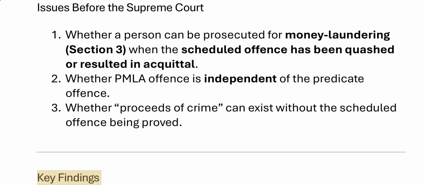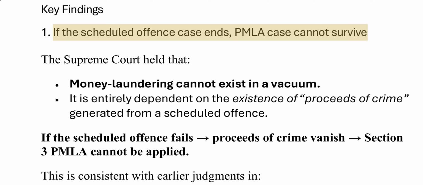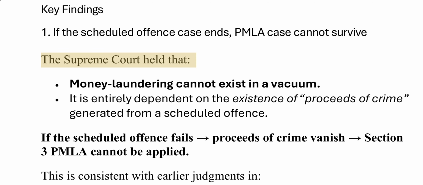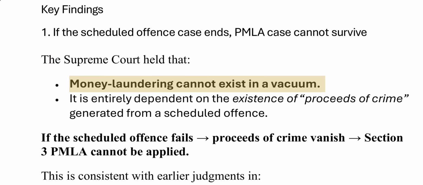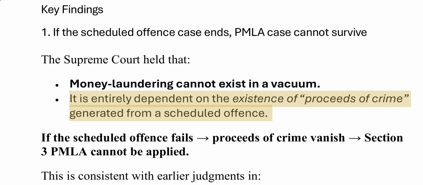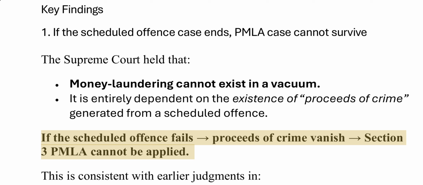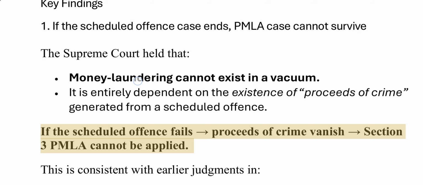Key findings. 1. If the scheduled offense case ends, the PMLA case cannot survive. The Supreme Court held that money laundering cannot exist in a vacuum. It is entirely dependent on the existence of proceeds of crime generated from a scheduled offense. If the scheduled offense fails, proceeds of crime vanish, and Section 3 PMLA cannot be applied.